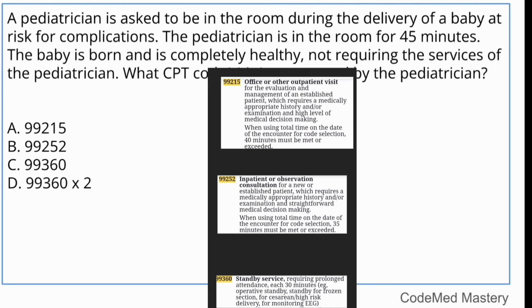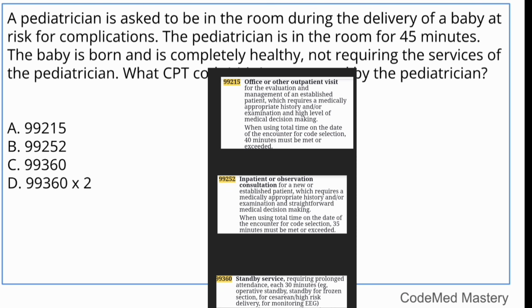Now check the code in option C, 99360. It is for standby service requiring prolonged attendance each 30 minutes. Example, operative standby, standby for frozen section, for cesarean, high-risk delivery or for monitoring EEG. And in option D, they have given 99360 multiplied twice. Now let us read the question.